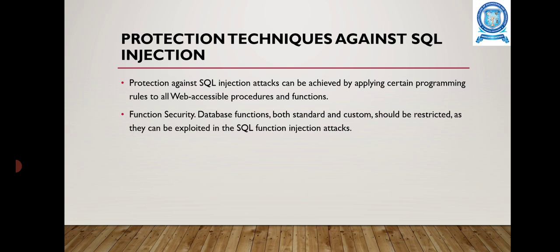Next, protection techniques against SQL injection. Protection against SQL injection attacks can be achieved by applying certain programming rules to all the web accessible procedures and functions. These are the bind variables. The use of bind variables, known as parameters, protects against injection attacks and also improves performance. Next one is function security. Database functions, both standard and custom, should be restricted, as they can be exploited in SQL function injection attacks.